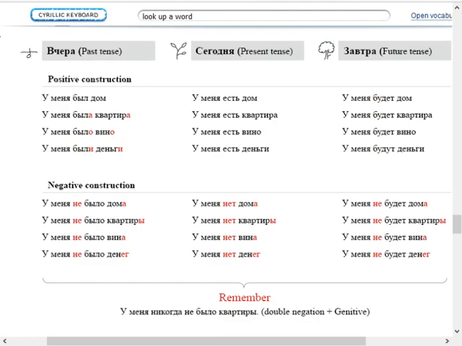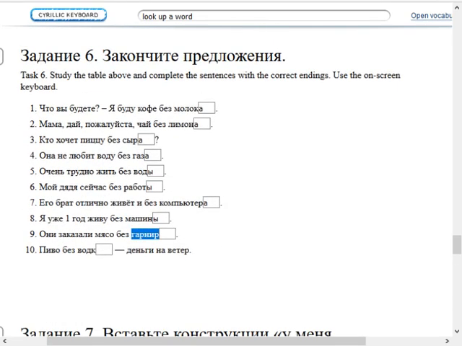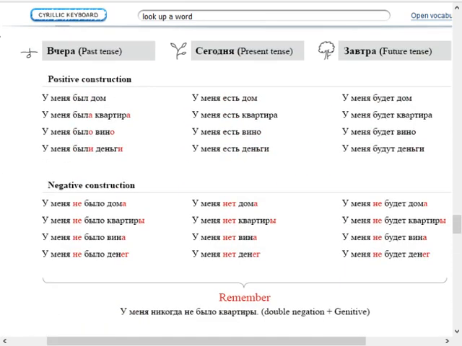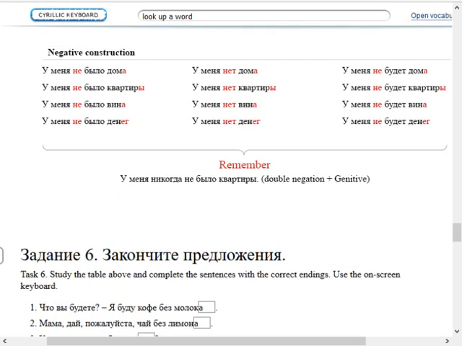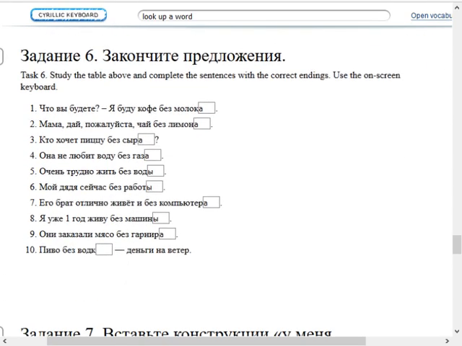Okay, since it ends in a consonant, then this should theoretically be гарнира. And then пиво без водки. Not to be confused with вода. Вода is water, but водка is obviously vodka. So водка ends in an a, it's feminine, so then this should be водки, right?